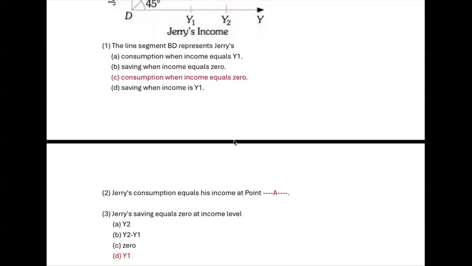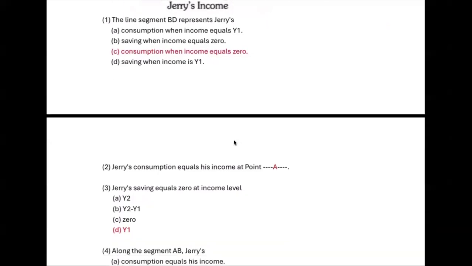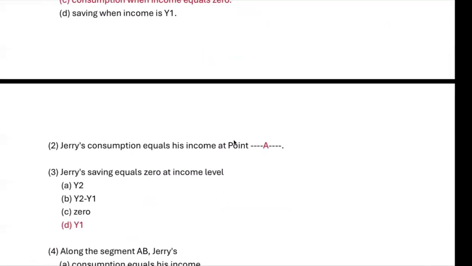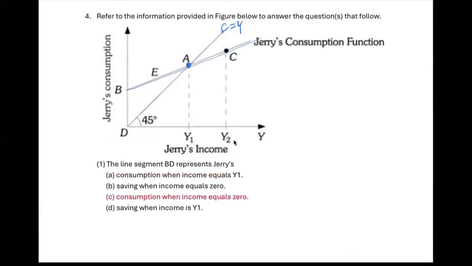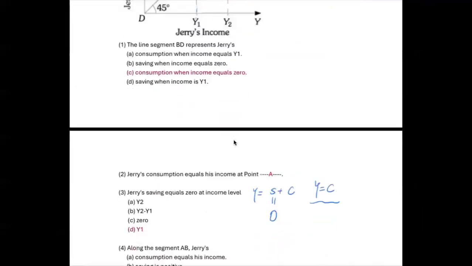And Jerry's saving equals zero at what income level? Actually this is also question 2, because remember, income goes to saving and consumption. Now if saving equals zero, it means income equals C, right? So at point A, Y equals C. So at point A, the income level is Y1, okay?